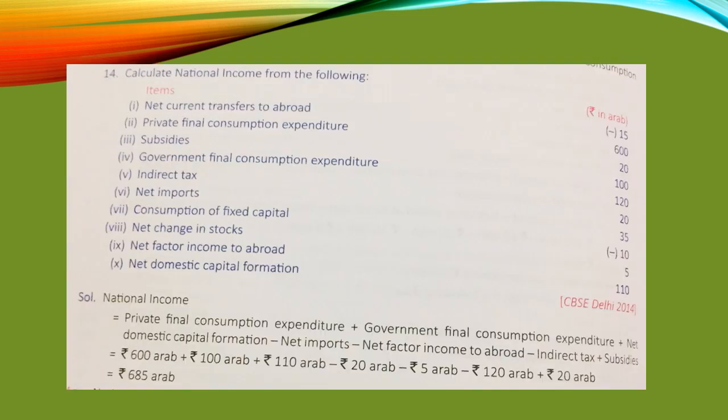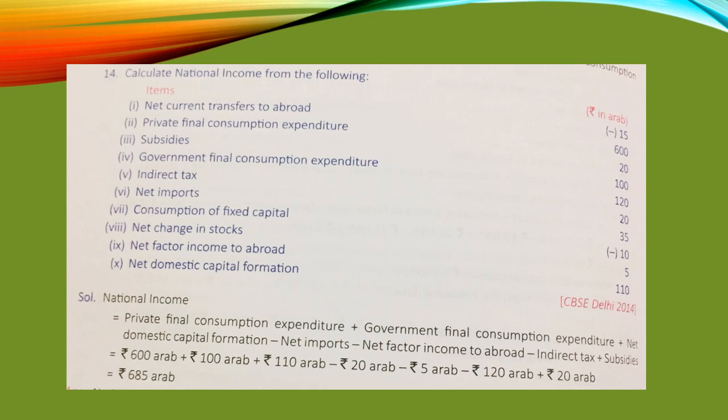Now in this last question, we can see that again private final consumption expenditure is given, government final consumption expenditure is given, and net domestic capital formation is given. Again, to calculate GDP MP, you can add depreciation, then minus net imports.